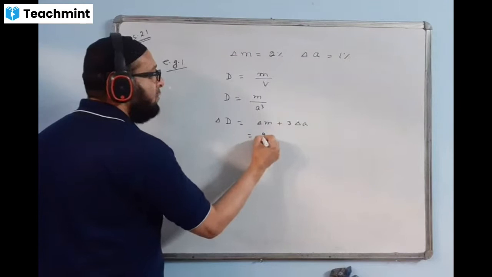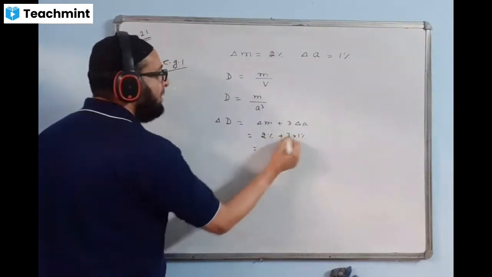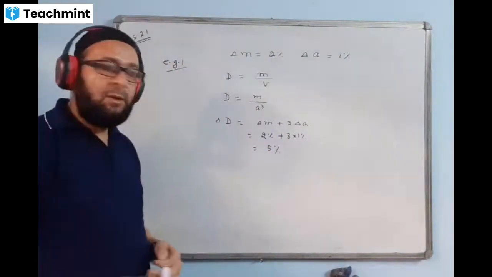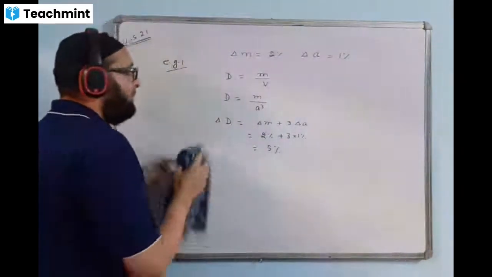So delta M value is 2%. 3, this is 1%. So 2% here and 3%. The total becoming 5%. Got it. Got this idea. All right.